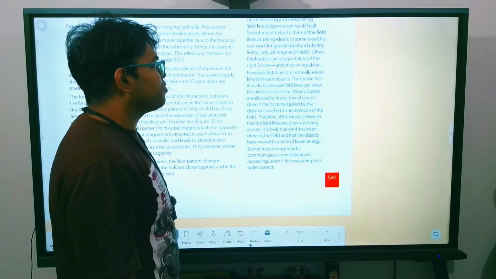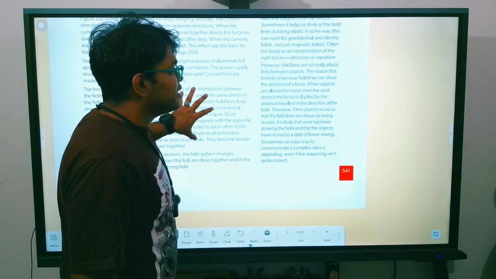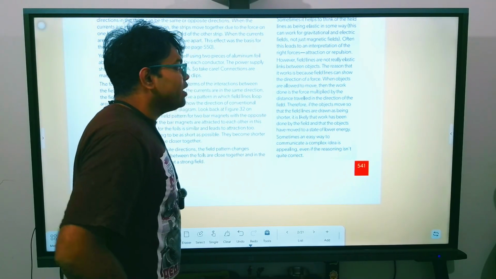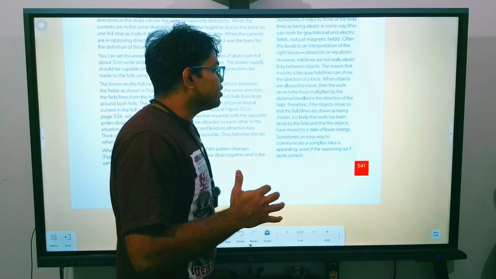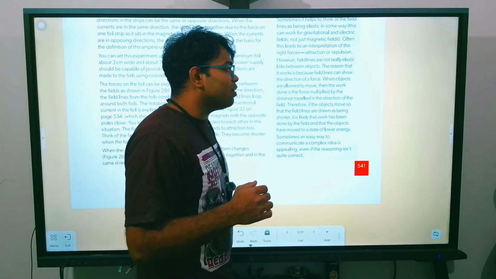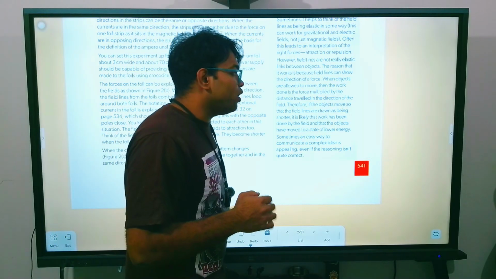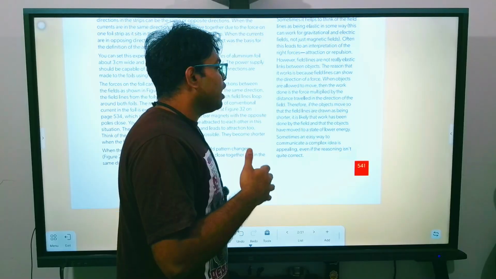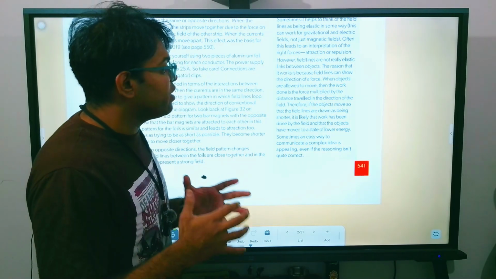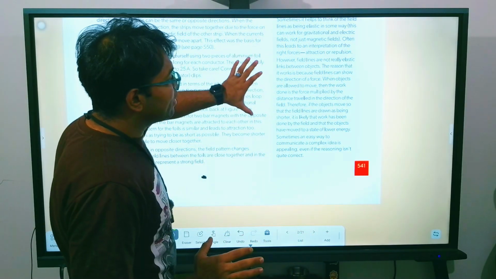Now, however, field lines are not really elastic lines between objects. The reason it works is because field lines can show the direction of force. When objects are allowed to move, then the work done is the force multiplied by the distance traveled in the direction of the field. Therefore, if the object moves so that the field lines are drawn as being shorter, it is likely that the work has been done by the field and that the object has moved to a state of lower energy. Sometimes an easy way to communicate a complex idea is appealing, even if the reasoning isn't quite correct.